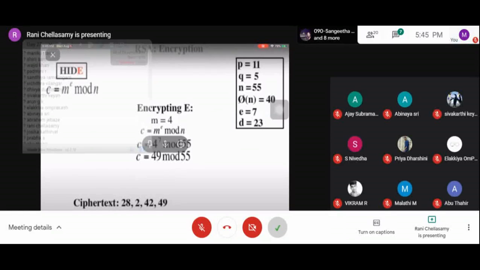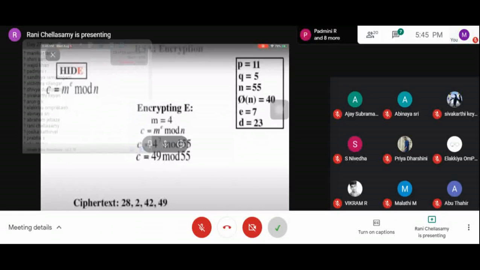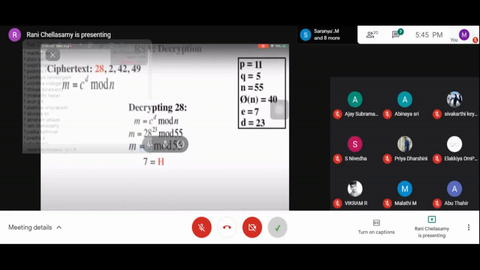Now at the decryption side, you have to take all these ciphertext values and process them with the formula m equals c power d mod n. So make a note of this formula. For the encryption, you have to use c equals m power e mod n, and for the decryption, m equals c power d mod n. Okay, fine. So first take the first ciphertext value, 28.